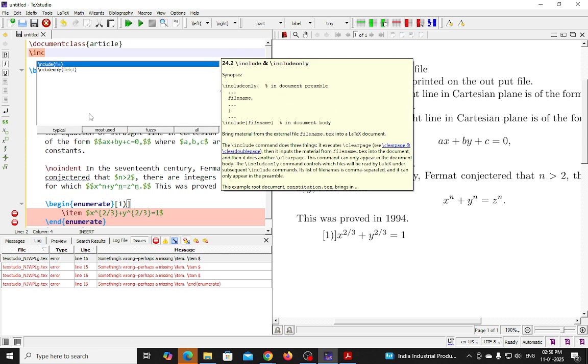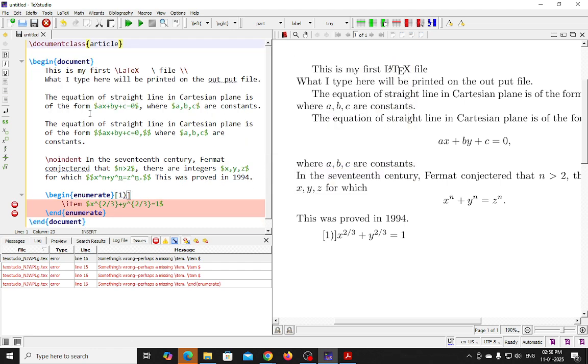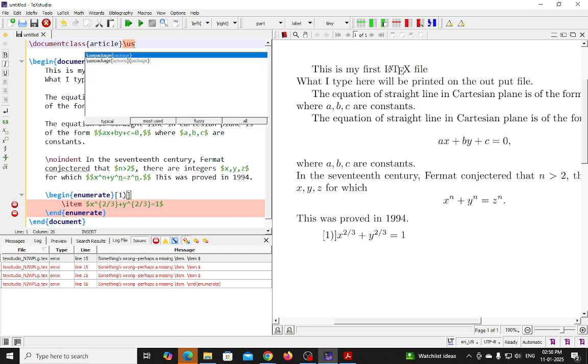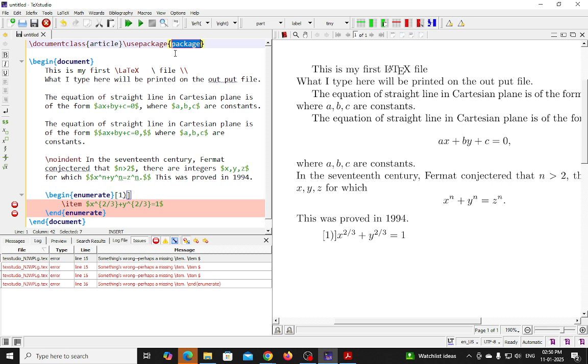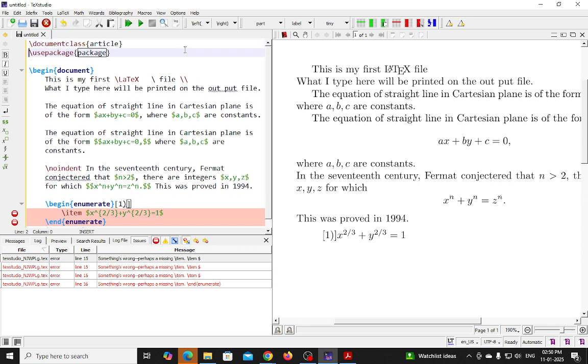Include package. What is the command? Anyone can recall? I am not recalling, that's why I am asking. Use package. Yeah, use package. It's not working. Use package enumerate I have to include.